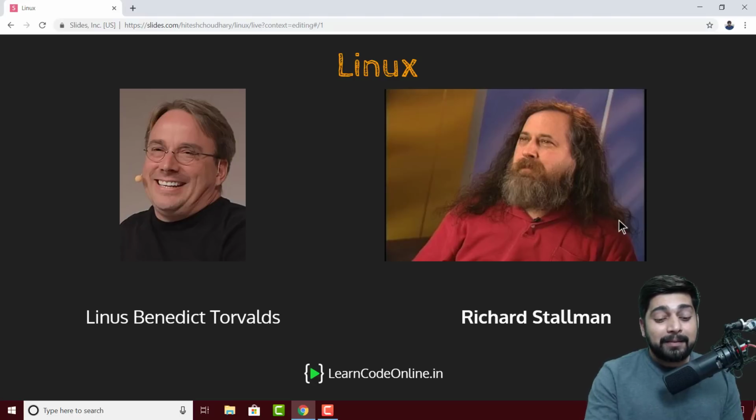Now, onto a side note again, Richard Stallman is the person through whom we are getting all this software. His approach of creating open source software, this entire approach actually comes from Richard Stallman. So he's an equally important personality when we talk about Linux.